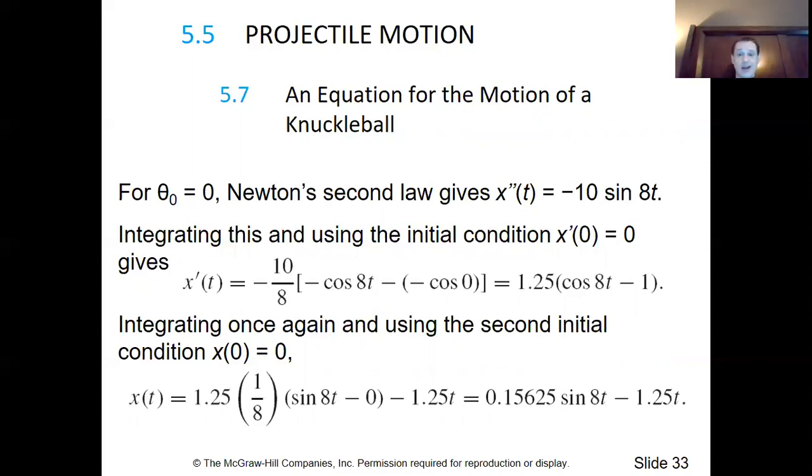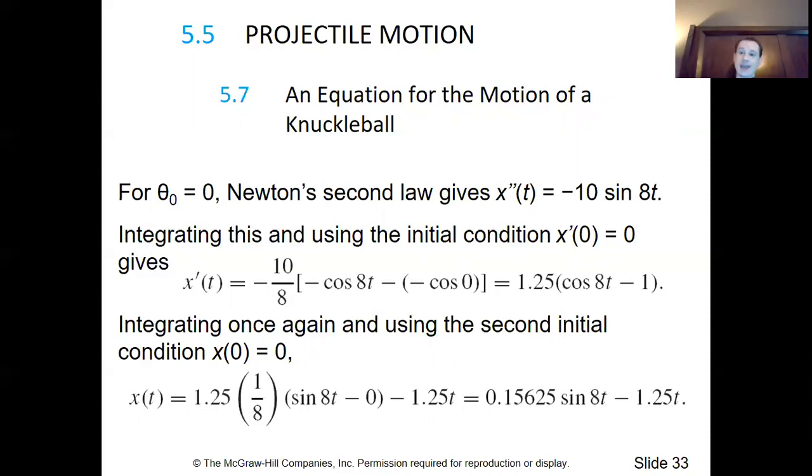But we can do the same junk we always do. Let's integrate it. Integrate it once, you get -10/8, okay? You're going to go from 0 to t. And it turns out that x prime of 0 is 0. How quickly it's moving from side to side at that moment is 0, because initially you threw it straight. So it's not moving left or right until the spinning takes action later on. So your starting velocity back and forth is 0. And if you plug in all your initial conditions, it turns out that x prime of t is about 1.25 times the quantity cosine of 8t minus 1.